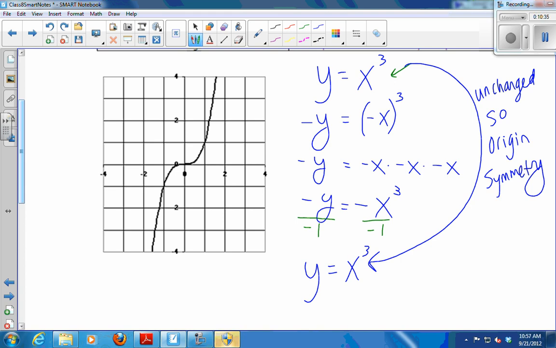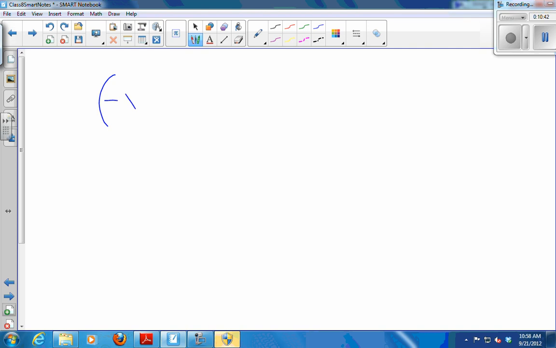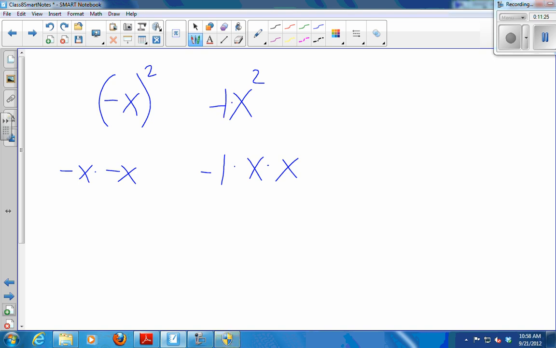A big key to being able to do these kinds of problems is recognizing the difference between negative x quantity squared and negative x squared. These are two different quantities, and this is something that you have probably seen in another math class, and if this still confuses you, the tests for symmetry are going to confuse you. Okay? Negative x in parentheses squared means negative x times negative x. It means you are squaring the entire thing, the negative x. Negative x squared means negative 1 times x times x. The negative doesn't go with the x. It's like a negative 1 times x squared.